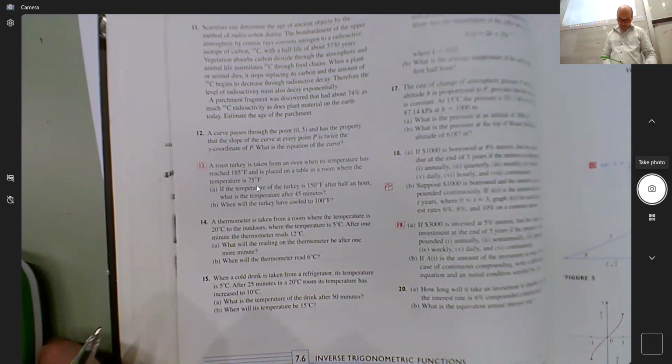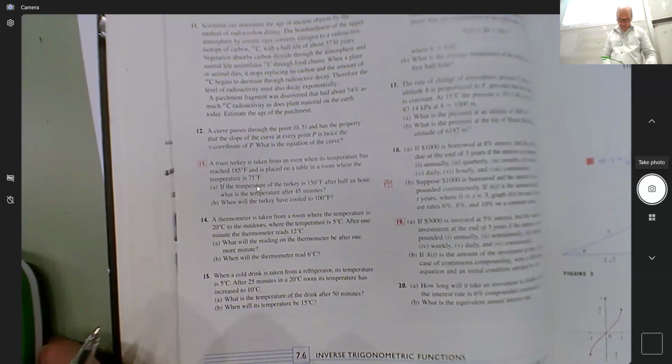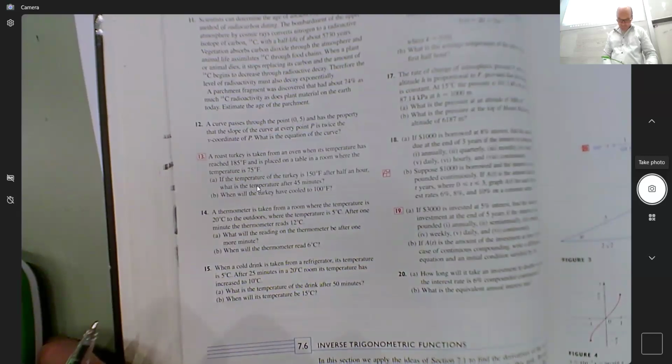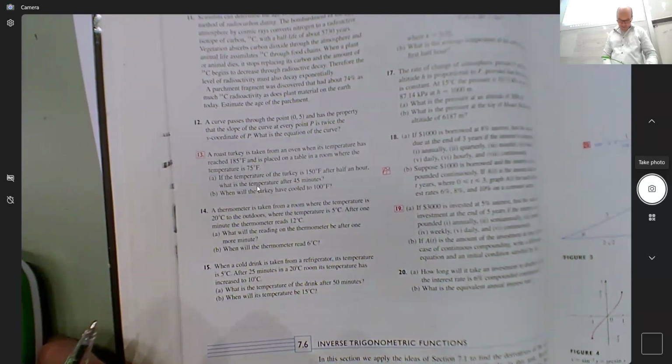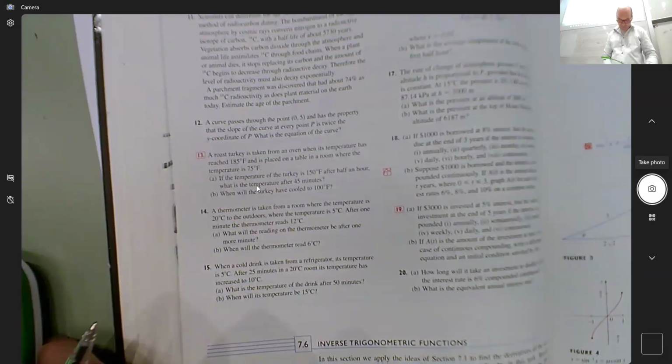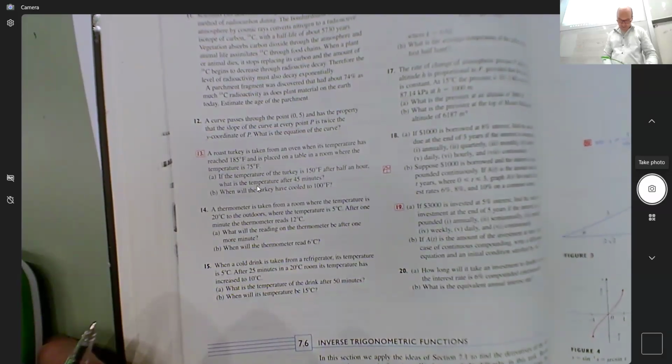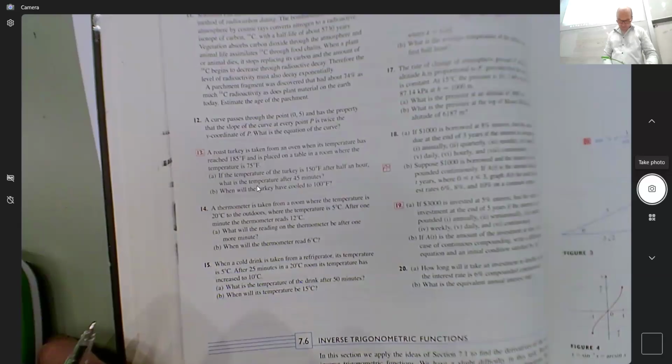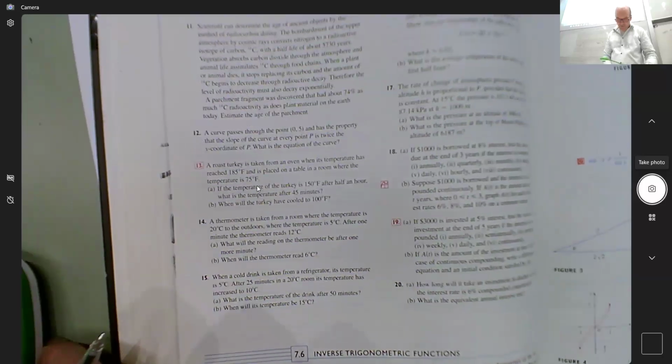I'm going to look at question 13. A roast turkey is taken from the oven when the temperature has reached 185 degrees Fahrenheit and is placed on a table in a room where the temperature is 75 degrees Fahrenheit. If the temperature of the turkey is 150 after half an hour, what is the temperature after 45 minutes? And when will the turkey cool to 100 degrees Fahrenheit?